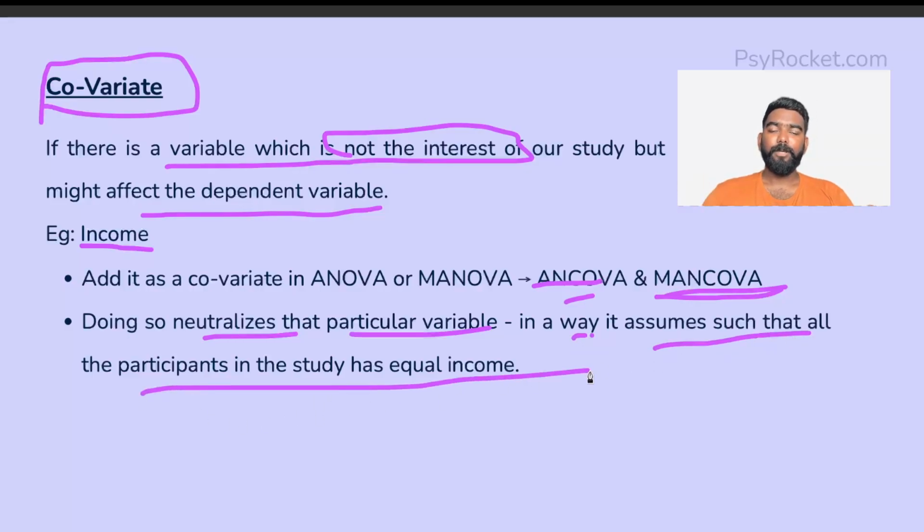Suppose you want to control for IQ. What it will do is make your data such that all the participants have the same IQ levels, or all the participants come from the same income backgrounds, and then it will check whether there are main effects or interaction effects with only our independent variables. So the results will be much more informative and accurate.